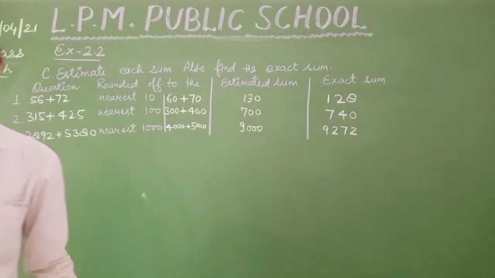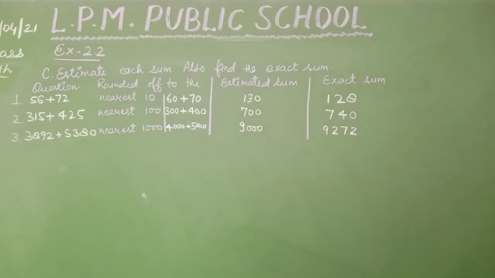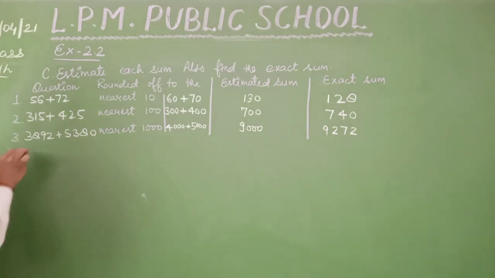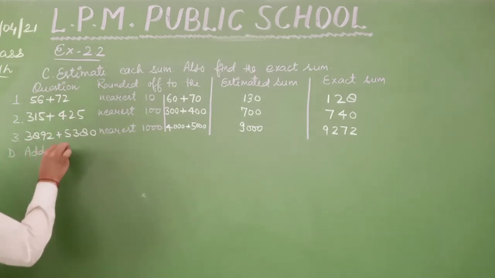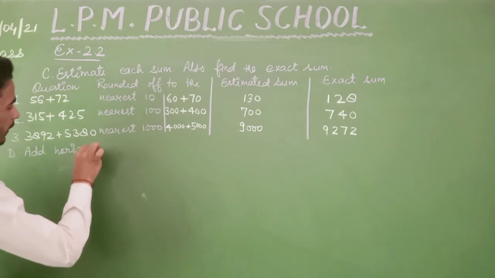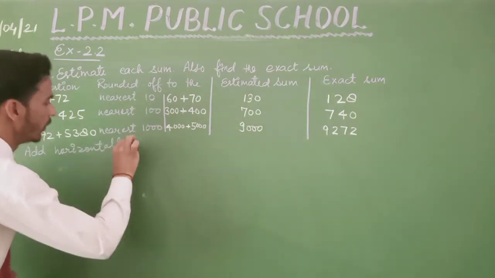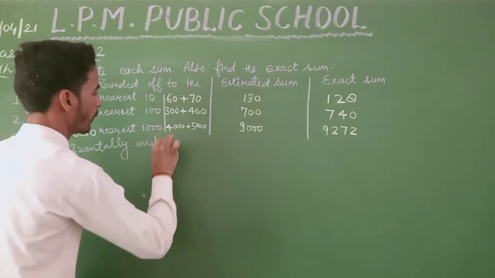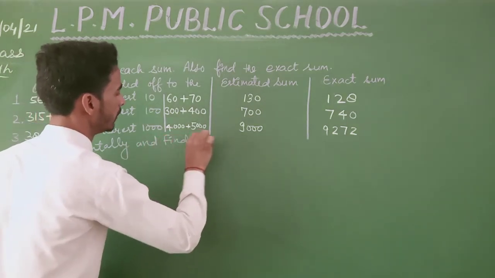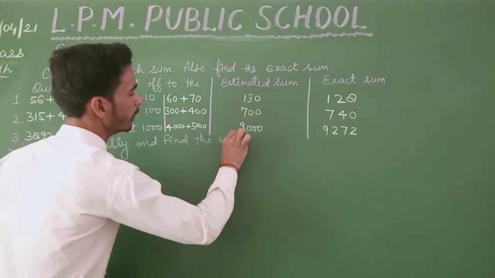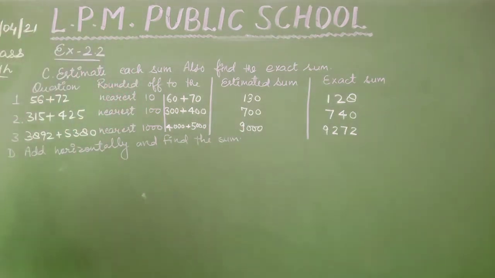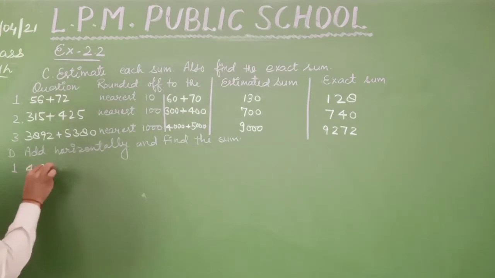And the next question is add horizontally and find the sum. Listen here, add horizontally and find the sum. That is question number D. Listen here, there are some questions. The first question is 48 plus 21.